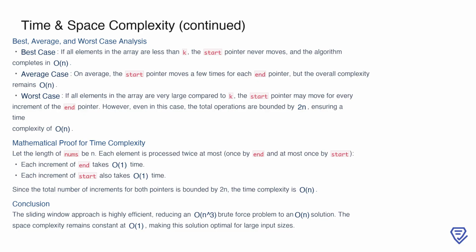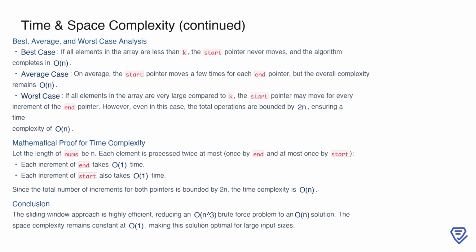On average, the start pointer moves a few times for each increment of the end pointer, but the overall complexity still remains O(n). Even in the worst case, where all elements in the array are very large compared to k, the start pointer may move for every increment of end. However, since each pointer processes each element at most once, the total operations are still bounded by 2n, ensuring a time complexity of O(n). From a mathematical perspective, each increment of end and start takes constant time, and their combined movements are limited to 2n.